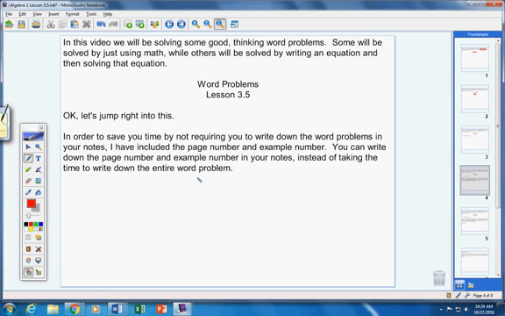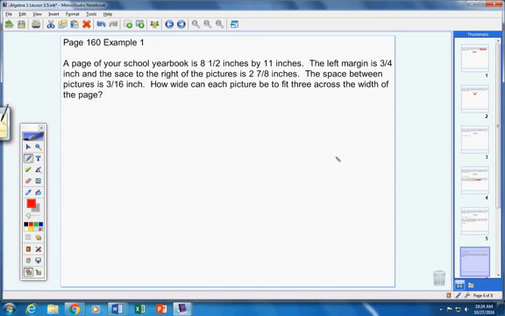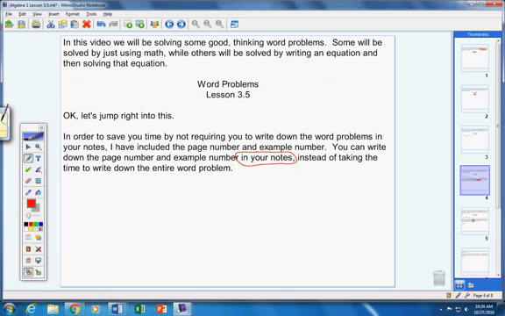In order to save you time by not requiring you to write down the word problems in your notes, I have included the page number and the example number. So you can write down the page number and the example number in your notes instead of copying down the entire word problem, because the word problems are pretty long. Now look at this right here. I don't want you to have to copy all that down, okay? So I've done that to save you time.